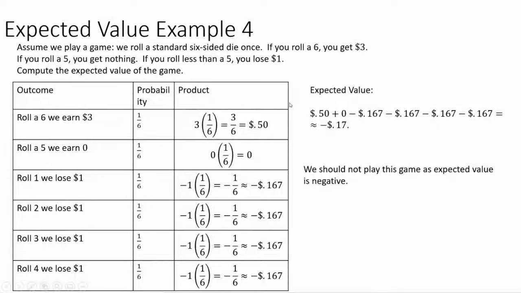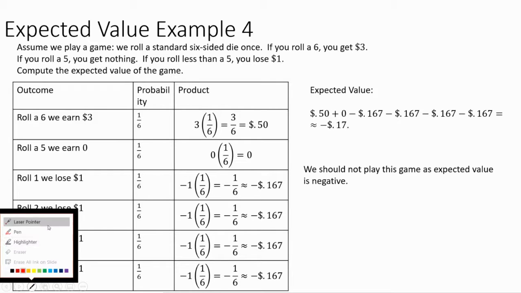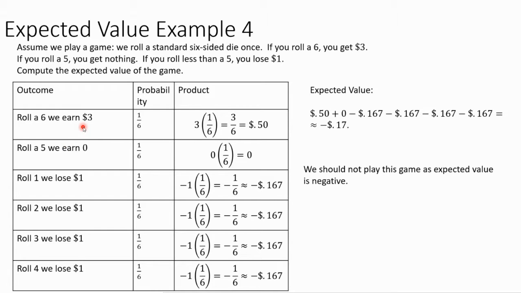All right, so with expected value, I made a table to sort the outcomes along with their probabilities. Remember, if we happen to roll a 6, we earn $3. But what's the probability that we roll a 6? The probability is 1 over 6. In this case, the product, 3 times 1 over 6, is 3 over 6, which is 50 cents, since we like to write it as money.